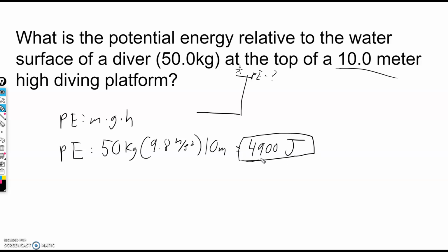Okay, so there we go. Pretty straightforward with potential energy. Just take your mass times gravity times height. Just don't forget this has to be in kilograms. This has to be in meters.